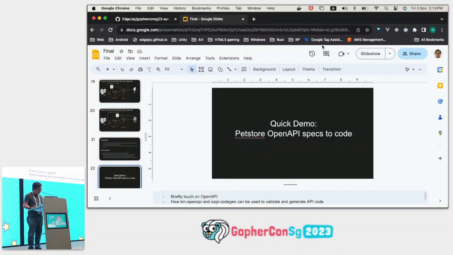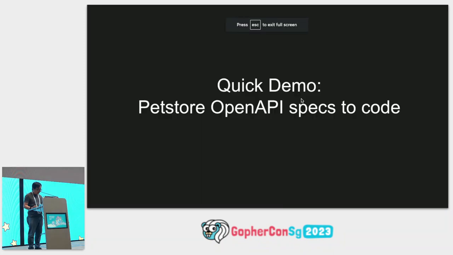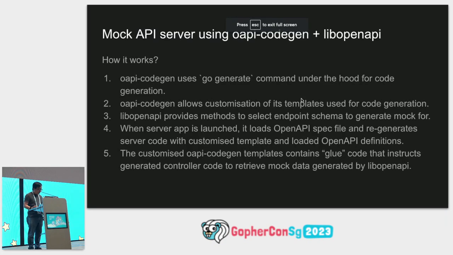Okay, back to my presentation. Now comes the mock API, the mock data generation portion. Out of the box, libopenapi can generate the mock data, but there's no out of the box solution to serve this through an API server. On the other hand, oapi-codegen can help you create the server code as well.